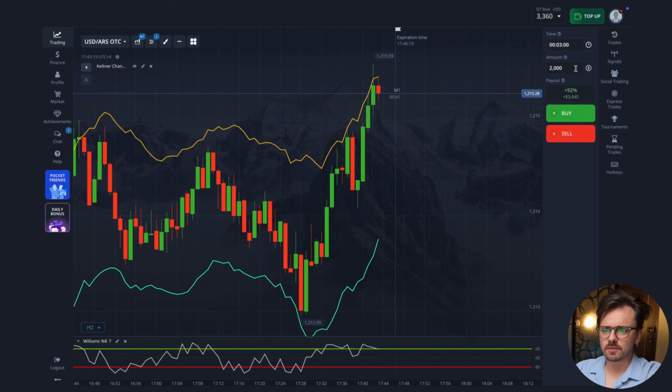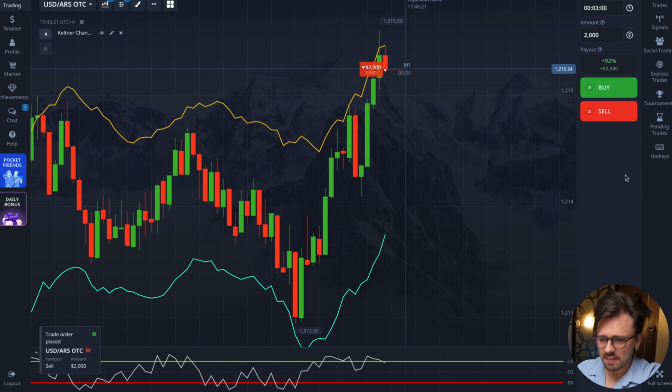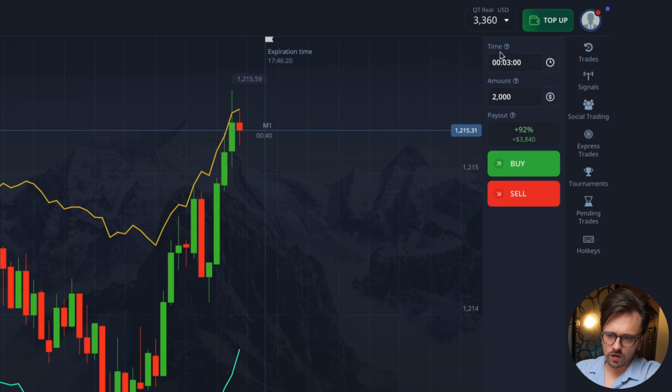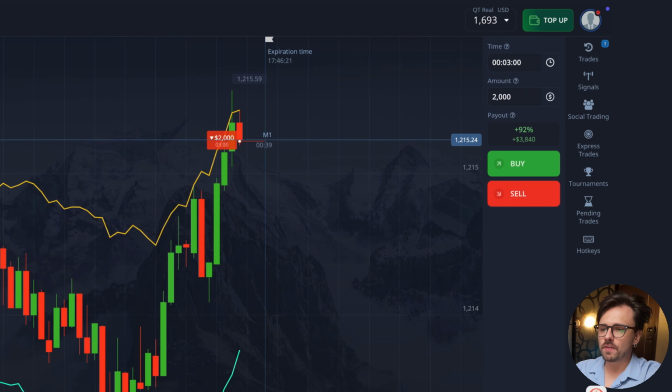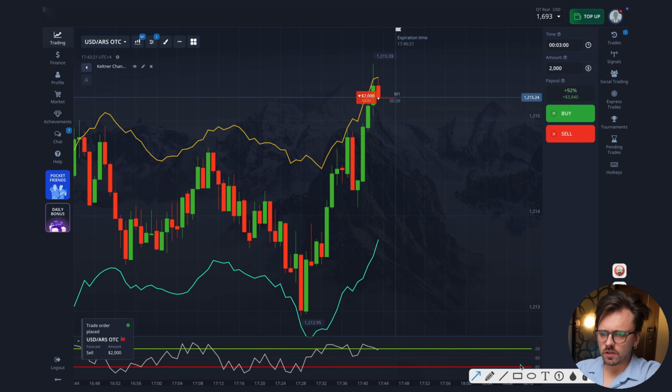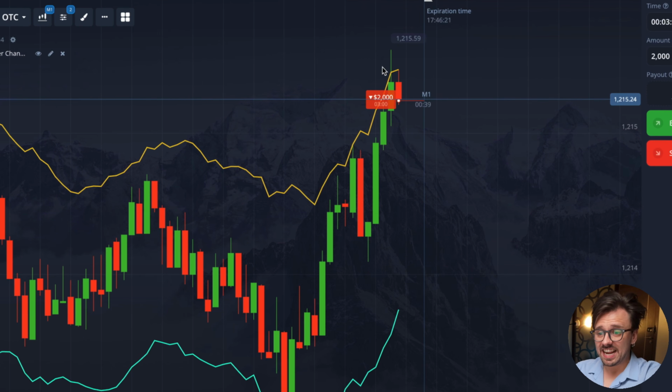Honestly, even I didn't expect the strategy to work this well, and that's exactly why I had to show you. So let's wrap up with one final trade. I'm opening a sell for $2,000, expecting a very good profit. Look at the chart. Price has broken above the Keltner channel. That's already a signal of an overheated market. This often ends in a pullback, especially when a reversal candle forms.